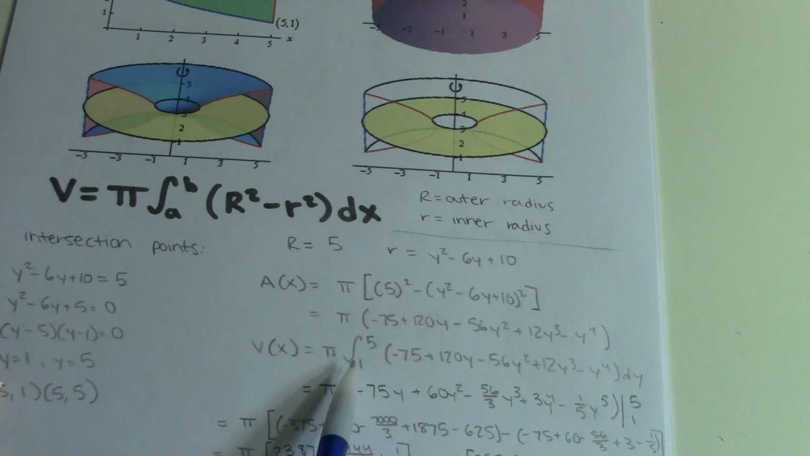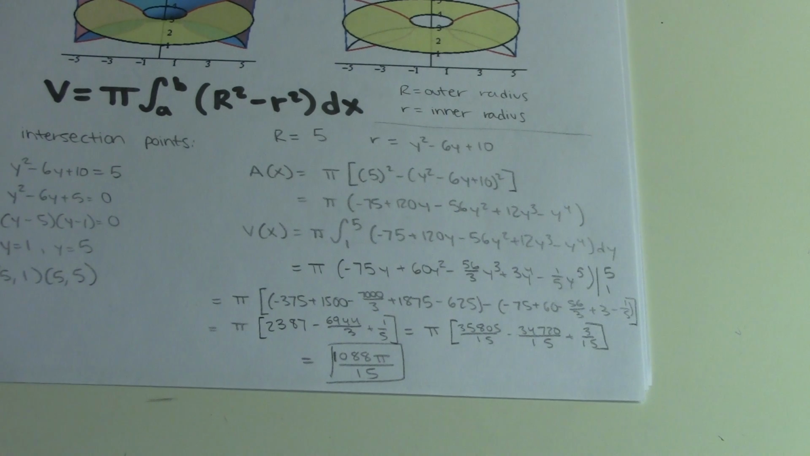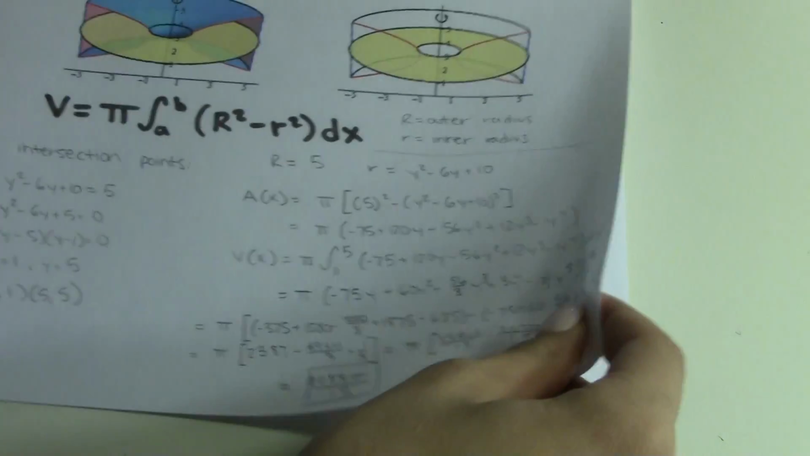And then we will integrate from 1 to 5, so just find the antiderivative and input the values of 5 and 1 into the function. And you can follow my work to figure out how to get the answer of 1088 pi over 15. And one more problem.